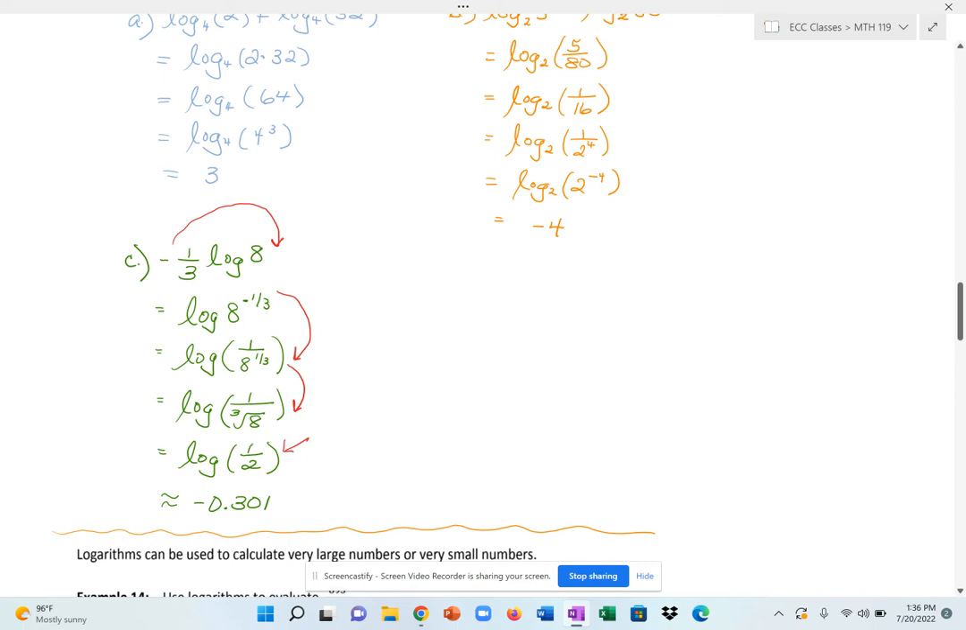So I cannot write 1 over 2 with a base of 10. So at this point, you would need a calculator, and you do have common logarithms in your calculator. So you just take the log of a half, and you should get an answer rounded to the thousandths place of negative 0.301.